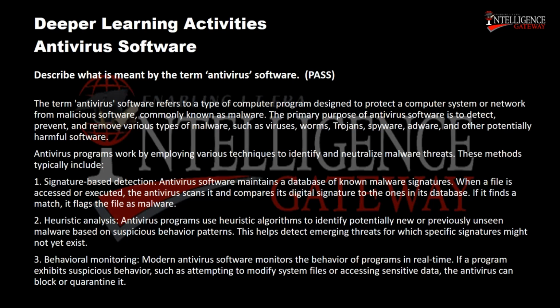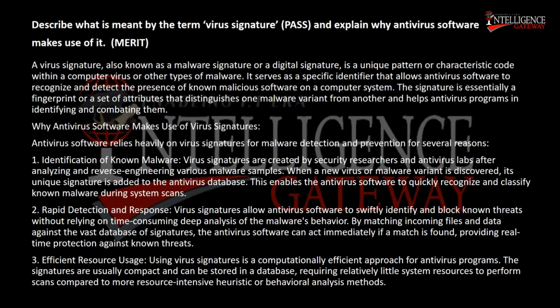Behavioral monitoring. Modern antivirus software monitors the behavior of programs in real time. If a program exhibits suspicious behavior, such as attempting to modify system files or accessing sensitive data, the antivirus can block or quarantine it. Describe what is meant by the term virus signature, and explain why antivirus software makes use of it.